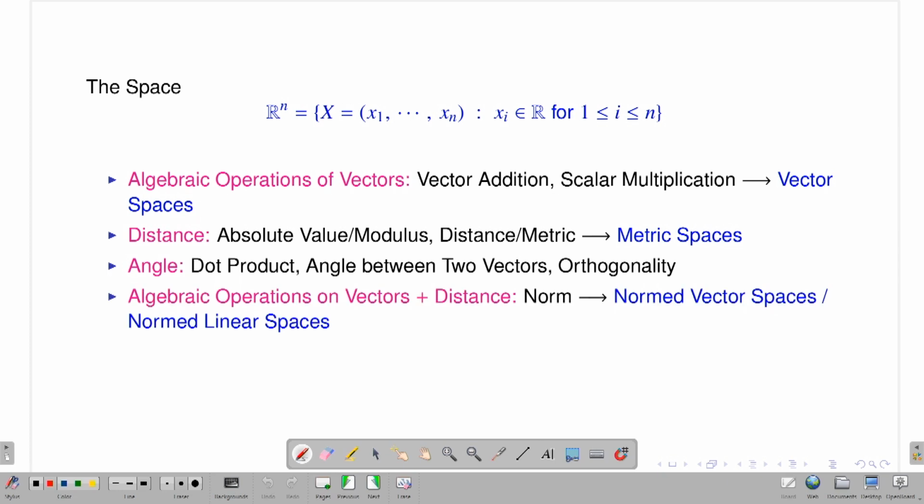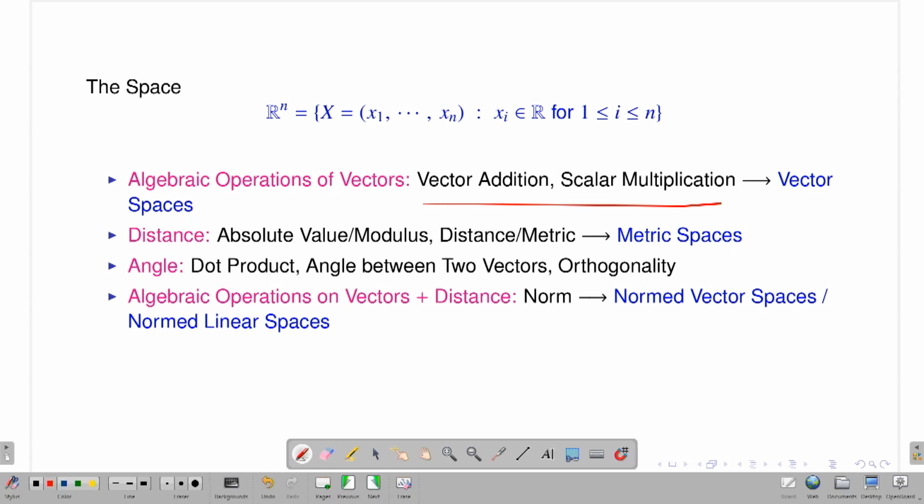Now, algebraic operations are one side, and the distance concept is another side. Now we want to combine these two things: algebraic operations on vectors plus the distance concept. Such a setup is what we call a norm. So that is a normed vector space, in which there is a distance which is called the norm. There are also algebraic operations, vector addition and scalar multiplication. Vector spaces are also called linear spaces, so we have normed vector spaces, or normed linear spaces.